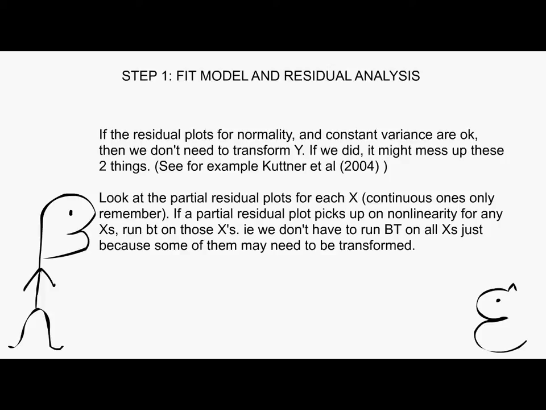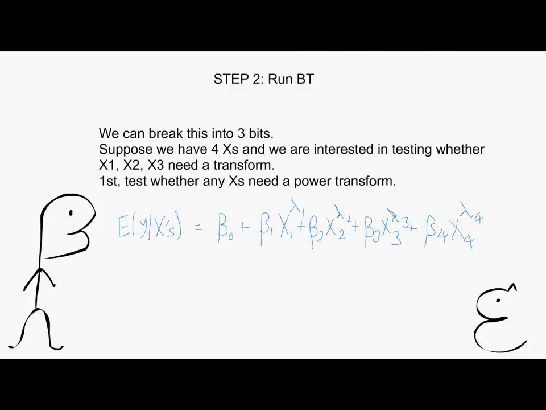If the residual plots for normality and constant variance are okay, then we don't need to transform y. If we did, it might mess up these two things. Look at the partial residual plots for each x, continuous ones only, remember. If a partial residual plot picks up on nonlinearity for any x's, we run BT on those x's. That is, we don't have to run BT on all x's just because some of them may need to be transformed. Step 2. We run BT.